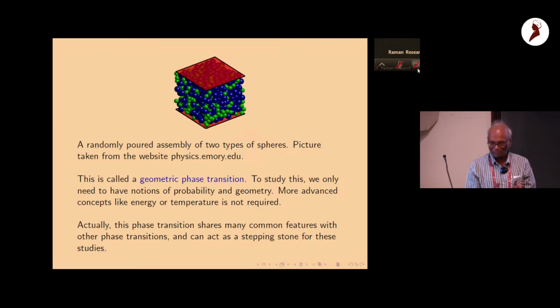All that stuff will be there. That will be part of statistics, probability. And of course geometry is there to begin with. It is spheres, and they are touching or not touching, and that's all we will do. But just as an aside, this is a geometrical phase transition, but there are other phase transitions which are also geometrical. Just for the sake of reference, let me just mention them.